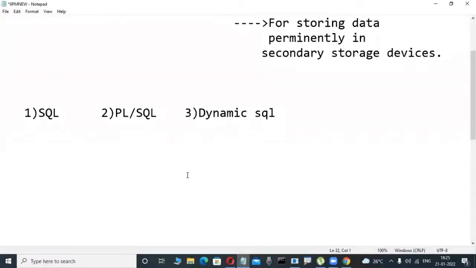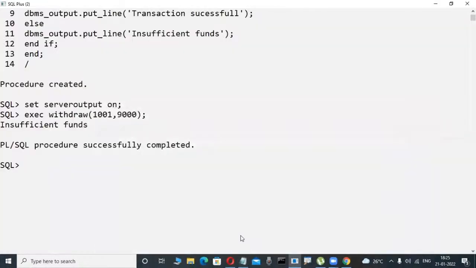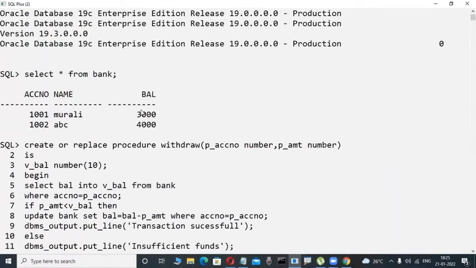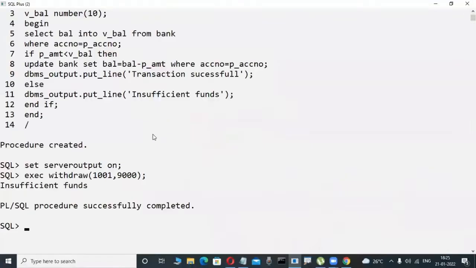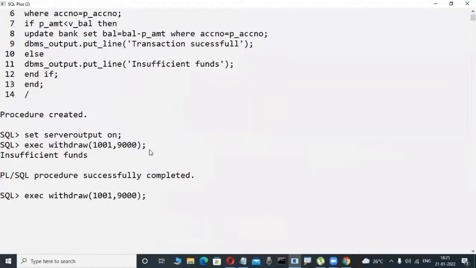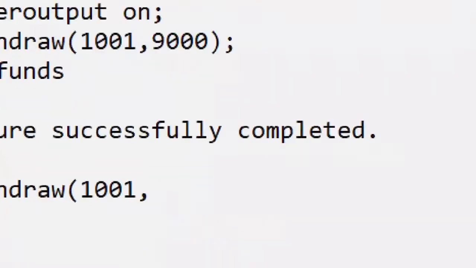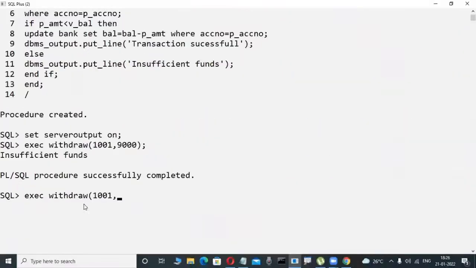OTP validation and all those things work the same way. For example, here my balance is 3,000. Now I try to withdraw 2,000 rupees. Observe here, 1001 is my account number. I try to execute withdraw again, with the procedure, and now I try to withdraw 2,000 rupees.